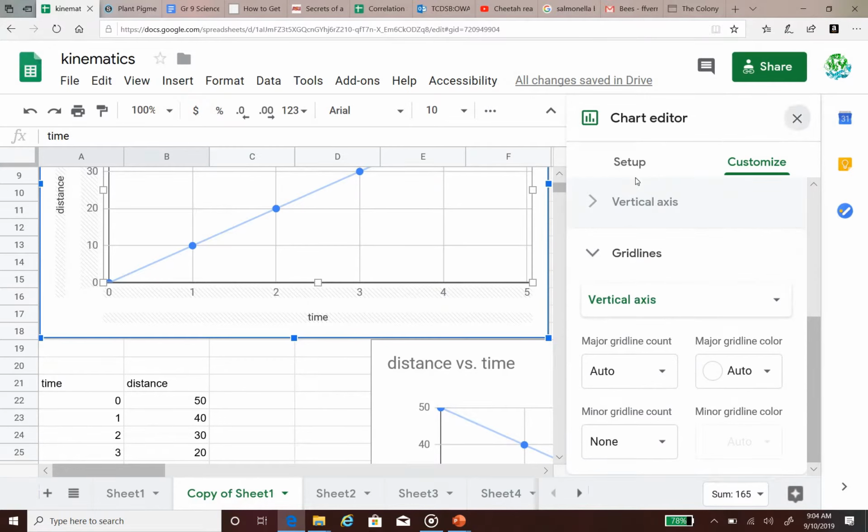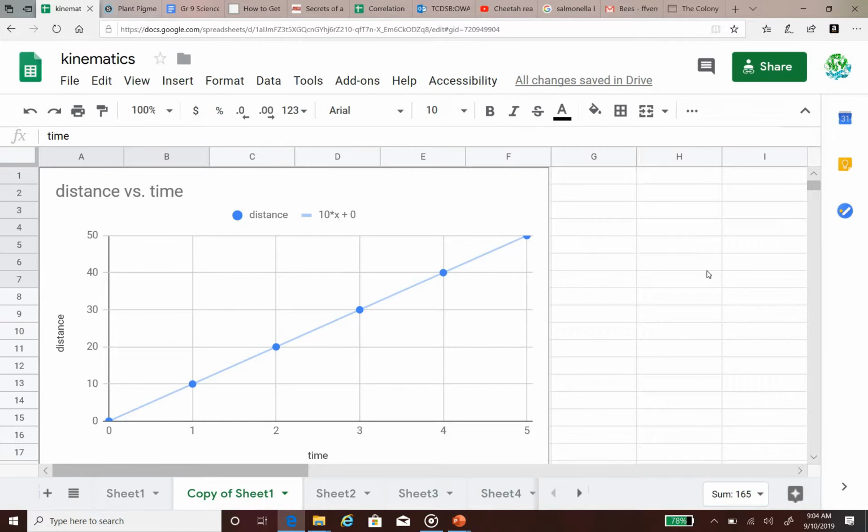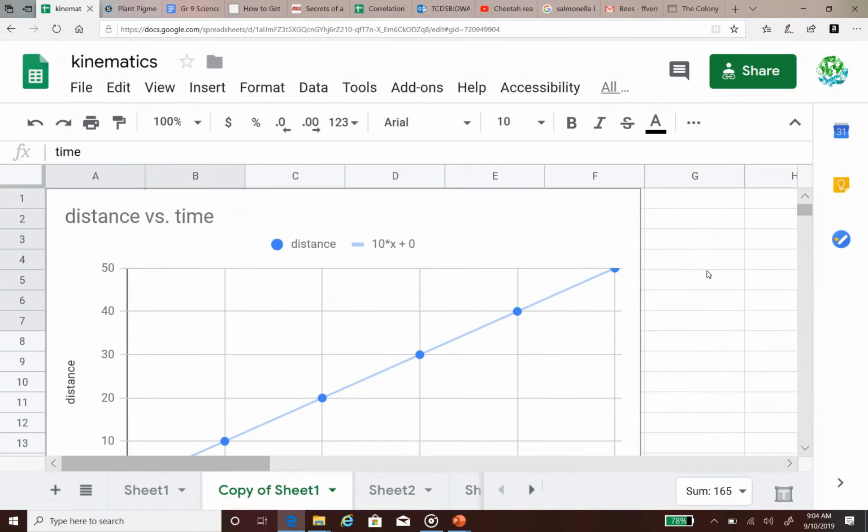Okay, so let's take a look. So there's my equation. y = mx + b. You'll notice the slope is 10.